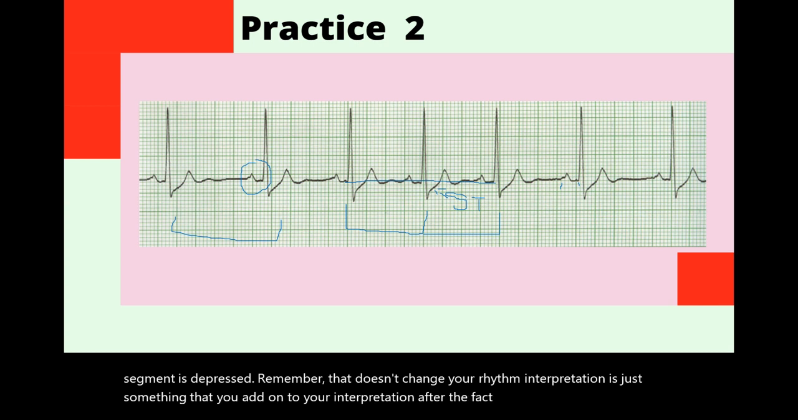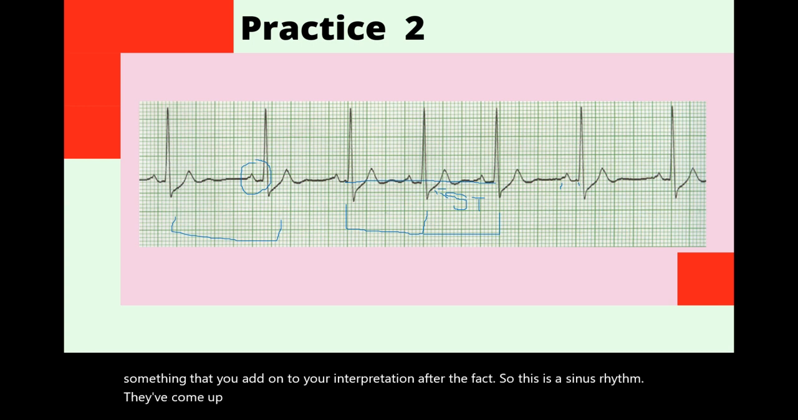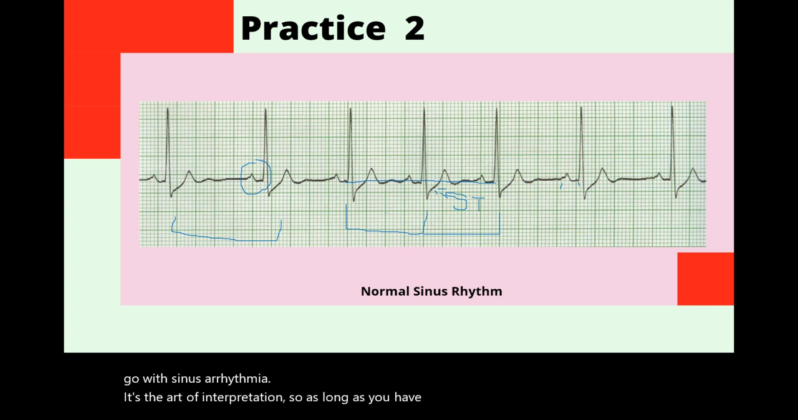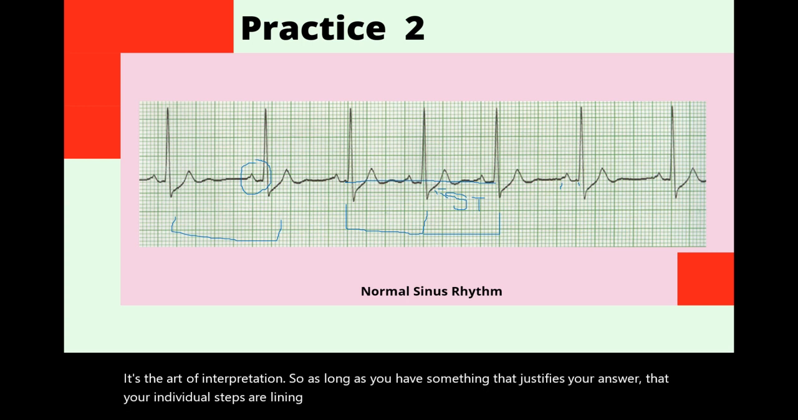So this is a sinus rhythm. We've come up with perfect P waves that always conduct to a QRS. I said this was a normal sinus rhythm. You could argue that it's a sinus rhythm with ST depression, or you could even go with sinus arrhythmia. It's the art of interpretation. As long as you have something that justifies your answer, that your individual steps are lining up to the answer you select at the end, I could see your argument either way on those.